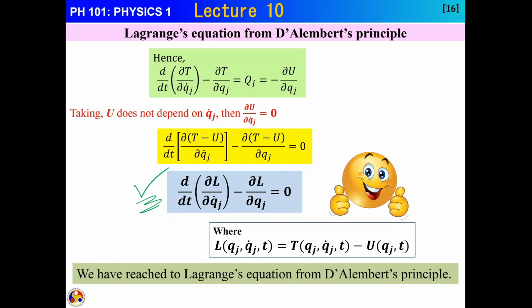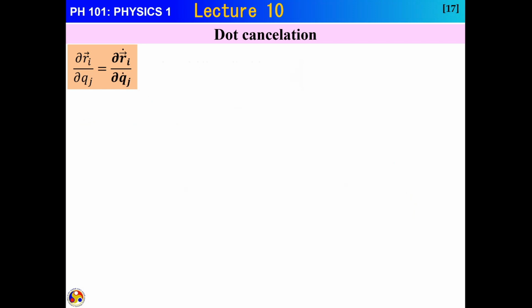Okay, now let's confirm two things we have not solved. The dot cancellation, where the partial derivative of r with respect to q is the same as the partial derivative of r dot with respect to q dot, that we have agreed. So how do we confirm it?